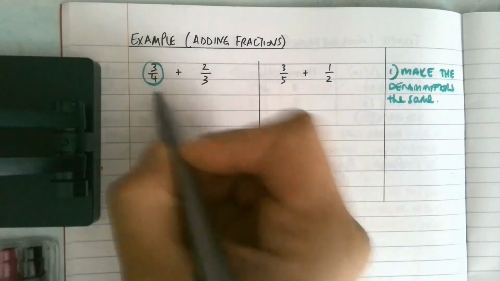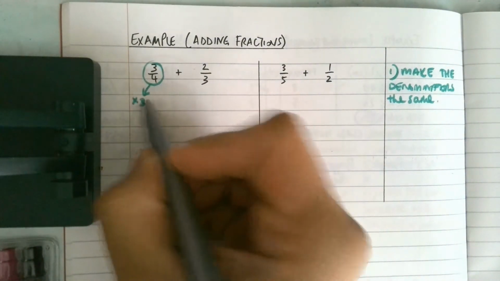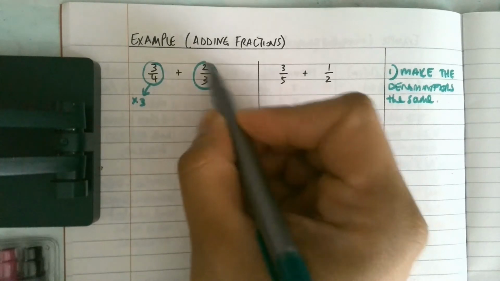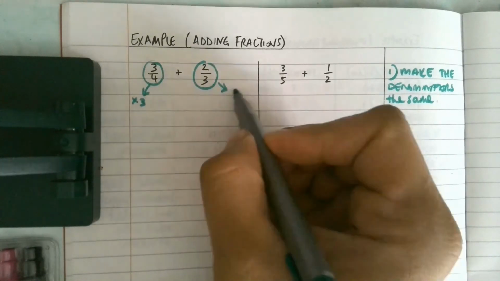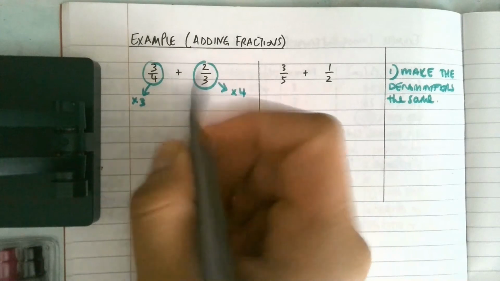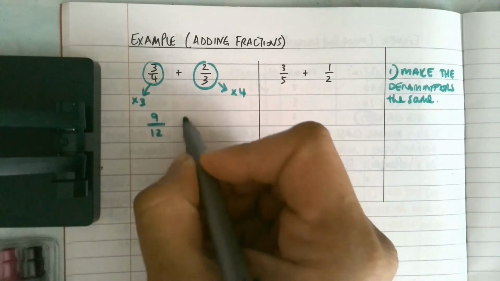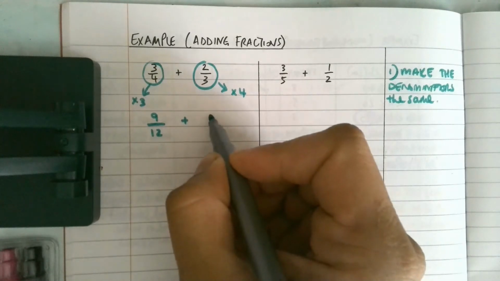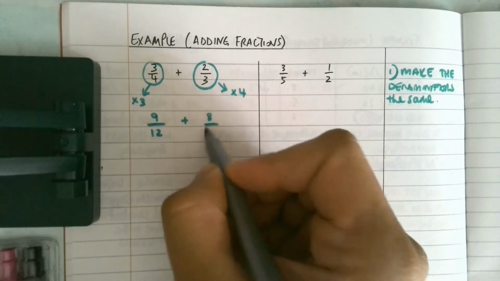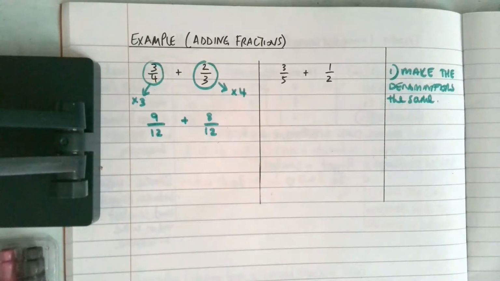So we circle that entire fraction and we're going to multiply it by 3 because the other fraction has a denominator of 3. The second fraction, we circle it, we're going to multiply the whole thing by 4 because the first fraction has a denominator of 4. We then write the new fractions: 9 over 12 plus 8 over 12. These are equivalent fractions to the ones that we started with.